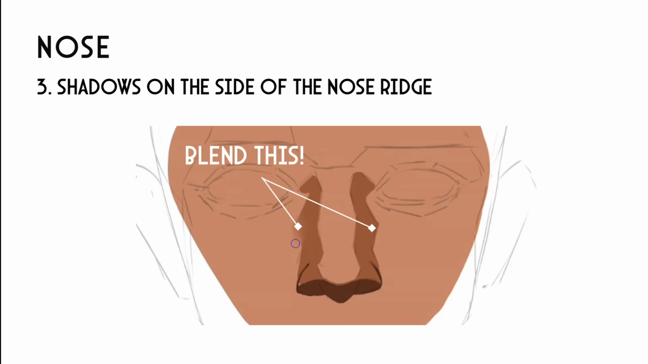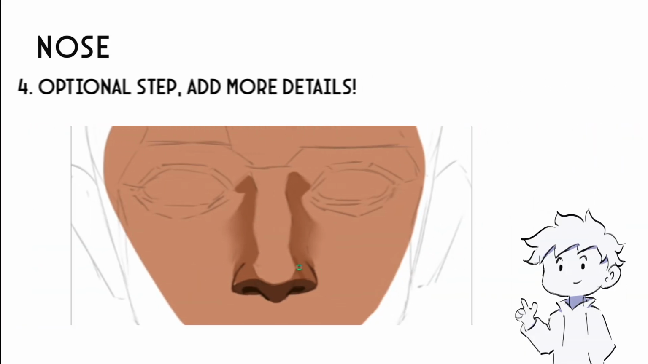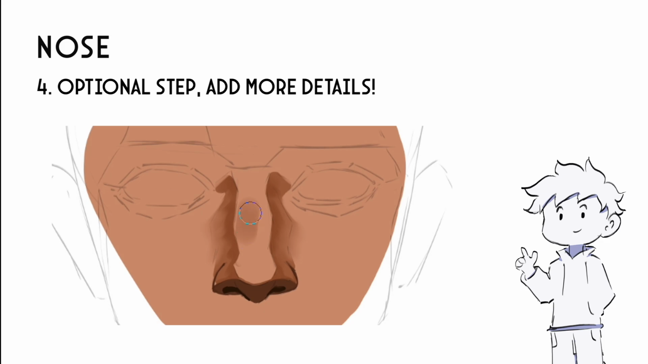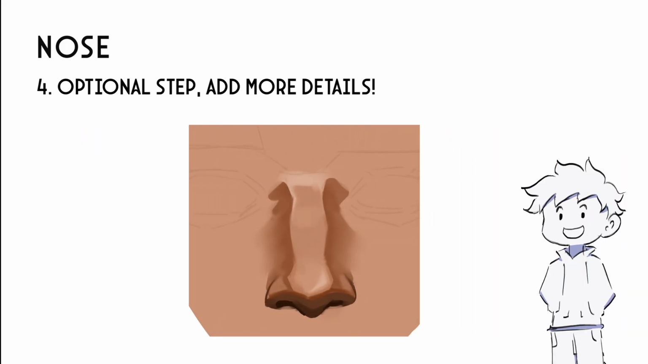And also, do not forget to blend the sides. Then again, this is optional. In this stage, you can now add more smaller details. There is our nose. Let's move on to the mouth and chin.